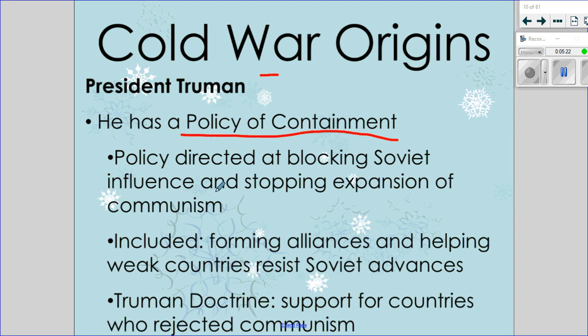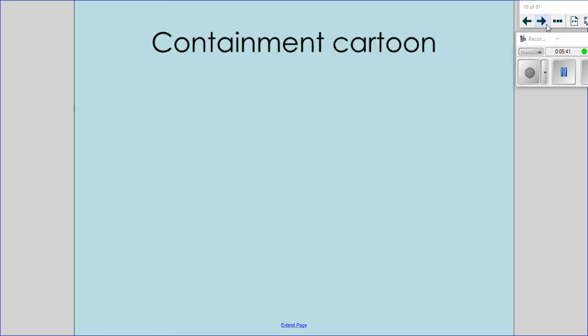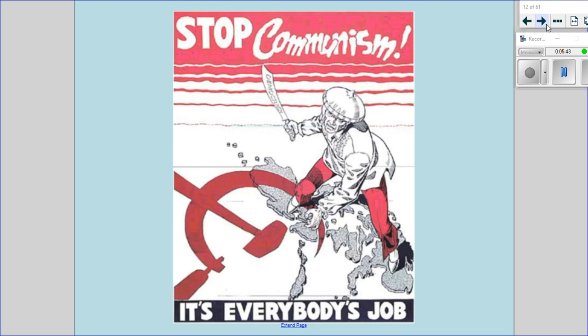So the policy is to prevent the spread, the expansion of communism, form alliances with weak countries, resist Soviet advances. This is the Truman Doctrine, which means contain communism, support countries that reject communism, prevent the spread of communism. All right. See, stop communism. It's everybody's job. You got to contain it, stop it from spreading.